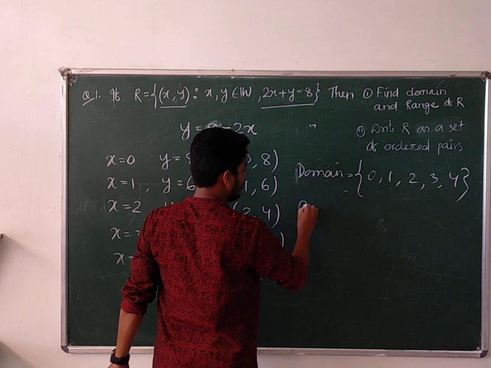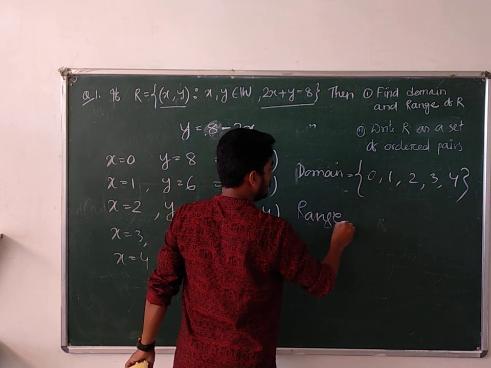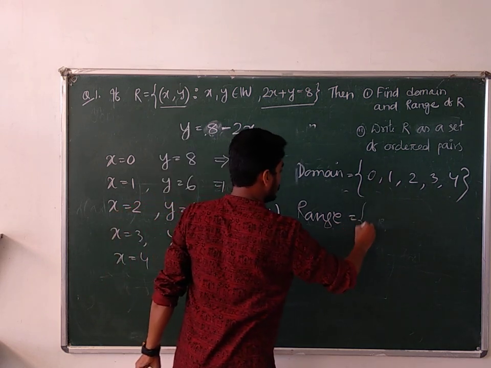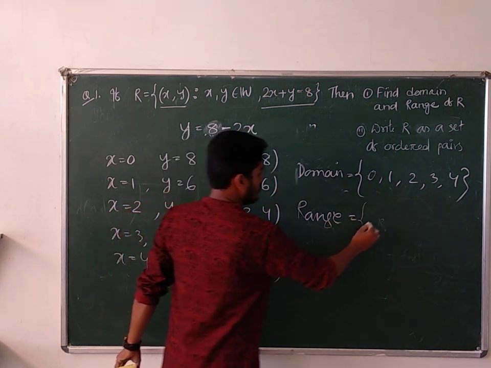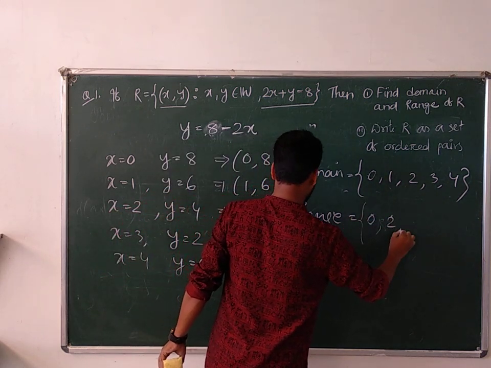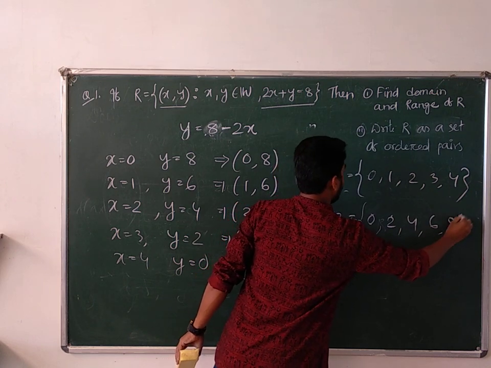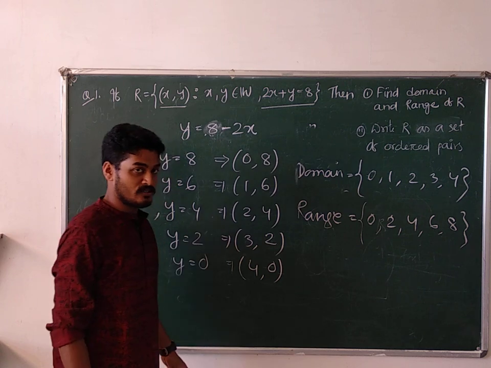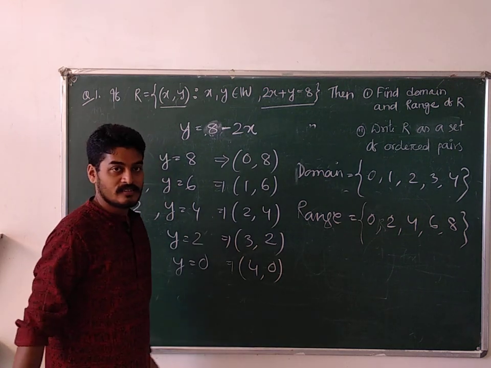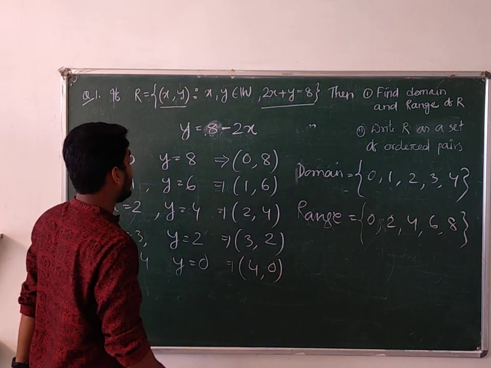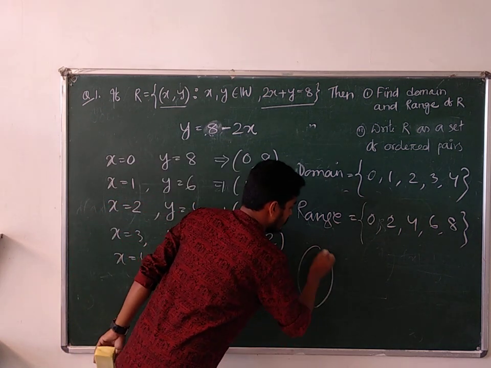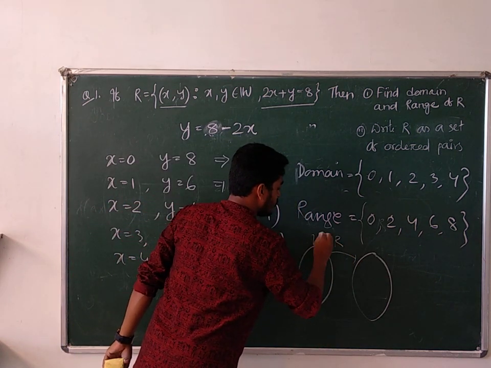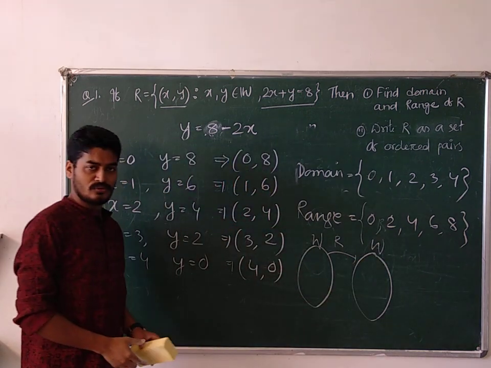So what is the range? Range means the second components. So you can say 8, 6, 4, 2, 0. I have written it in a systematic way. You can write down 0, 2, 4, 6, 8 or 8, 6, 4, 2, 0. Order does not matter. So this is the range. But remember that this relation is defined between two whole numbers. Am I correct? This one is a whole number, this one is a whole number. How do you have to come to know?